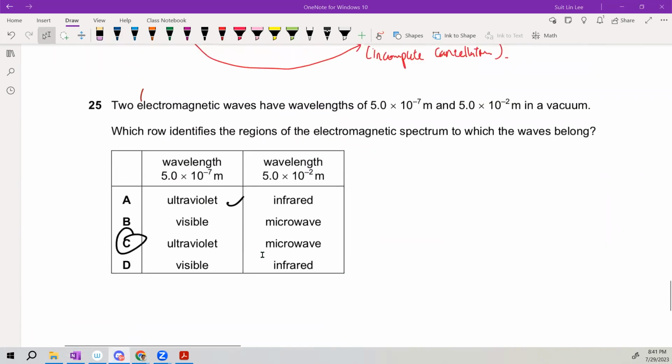Okay, let's continue. Two electromagnetic waves have a wavelength of this much and this much in vacuum. This one you have to memorize. Normally, I don't have methods for memorizing. If I were good at memorizing, I would have taught bio. Bio is way easier to teach than physics. So this one you memorize. Okay? Just memorize.